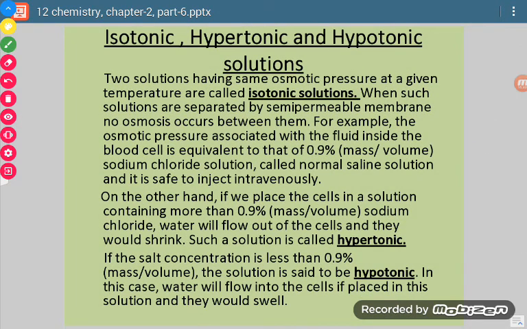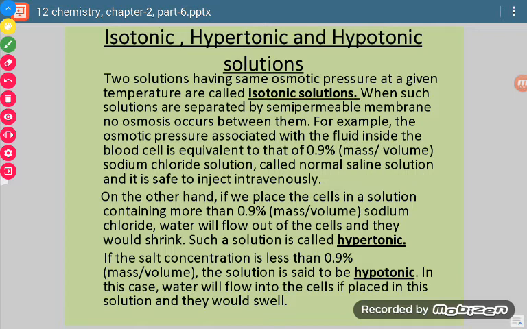Now we come across three types of solutions: isotonic, hypertonic and hypotonic solutions. These are comparative terms. We cannot say that this solution is hypertonic and it will remain hypertonic forever. Not like that. We have to compare with the other solutions. In respect to another solution, we will say it is hypertonic or hypotonic or isotonic. Isotonic means when two solutions have similar osmotic pressure, then they are called isotonic.